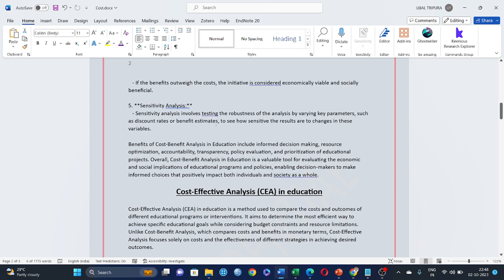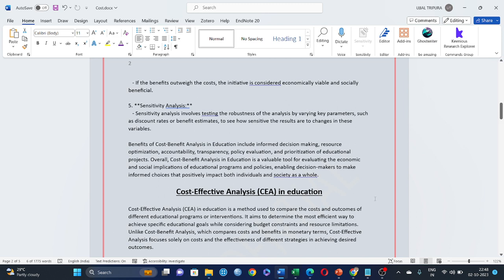Sensitivity analysis is about testing the robustness of the analysis by various key parameters. Which area, how much that extended the benefit for the society, for the nation. Okay, there should be sensitivity analysis.